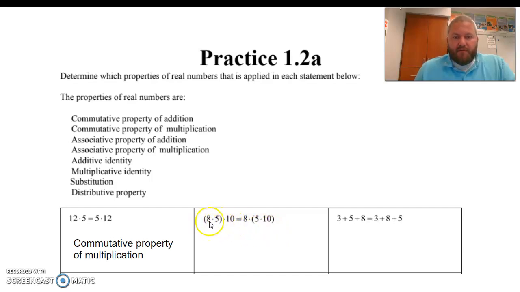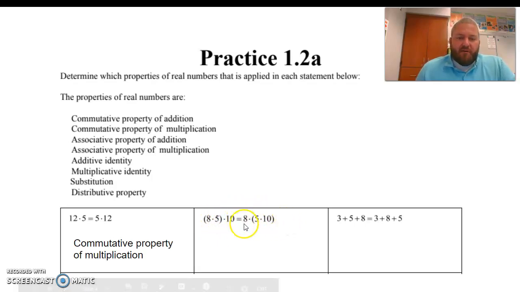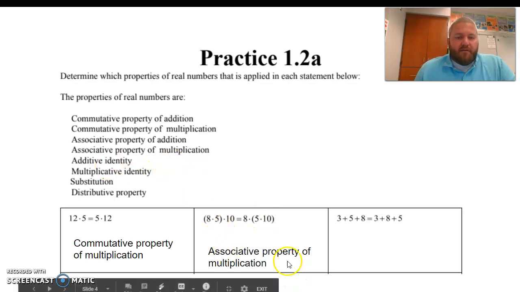Well, this one here, we're looking at the parentheses. The order of these numbers did not change, but the parentheses changed the groupings. It's all multiplication. So this falls into our grouping category, which we know is associative. So we're looking at the associative property of multiplication.